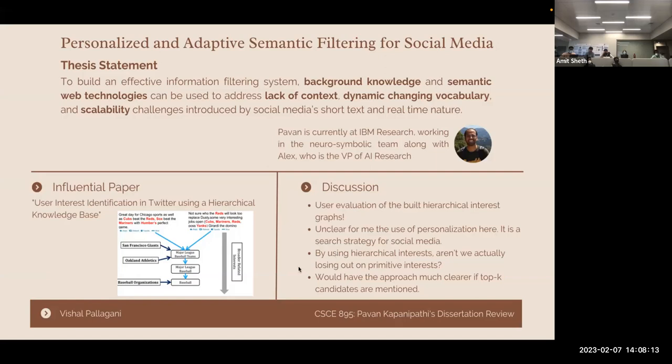Right, and how is this dynamically changing vocabulary challenge implemented? Yeah, for that the knowledge graph is not being used. Only the background knowledge is being used to address the lack of context issue, and the dynamically changing vocabulary is just being tackled with code that calculates the co-occurrence of two different hashtags.